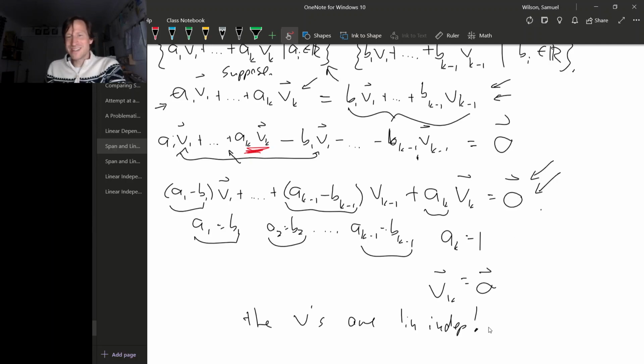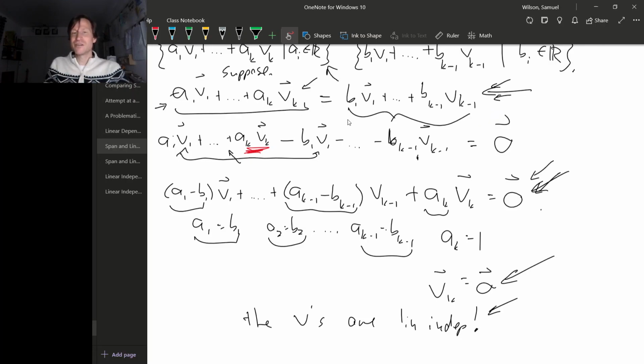But what we just did is we came up with a non-trivial solution, but there can't be any non-trivial solutions to this equation because the v's are linearly independent. So this whole thing is a big contradiction, right? We made an assumption, suppose this is possible, we derived a contradiction. So that means the assumption that we made has to be false. So in fact, it's not possible to write every vector on the left as a vector on the right.